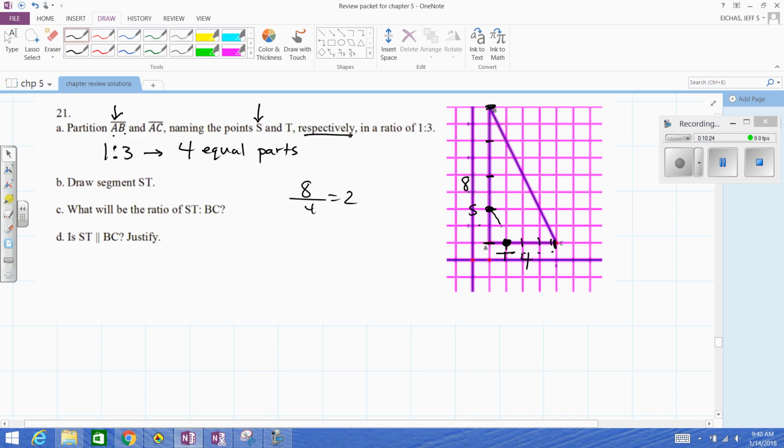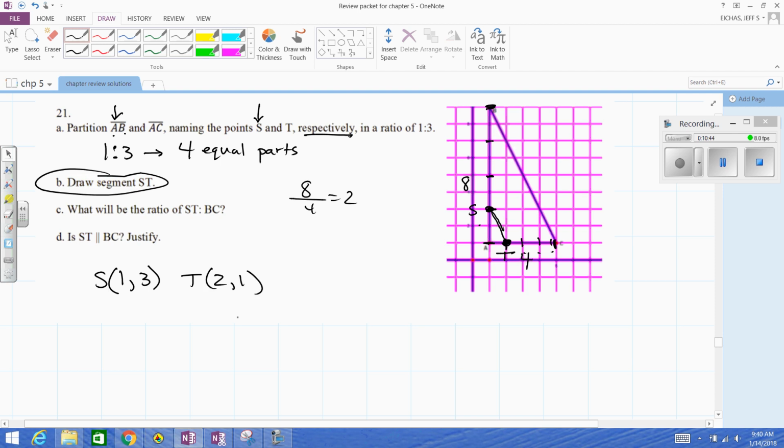Use your straight edge here, but draw that in. Draw a segment ST. It doesn't say to locate points S and T, but yeah, if they ever ask for the coordinates, we should give those. It's over at 1, 3 for S, and T is over at 2, 1.